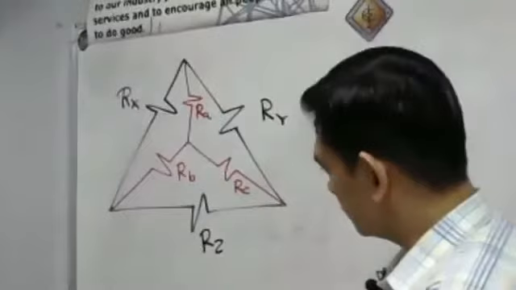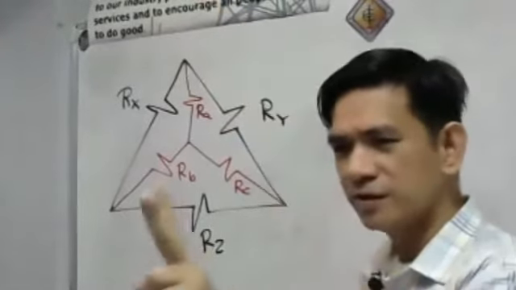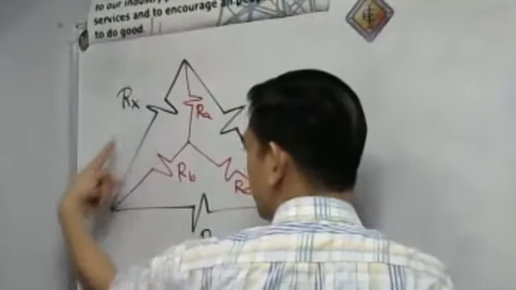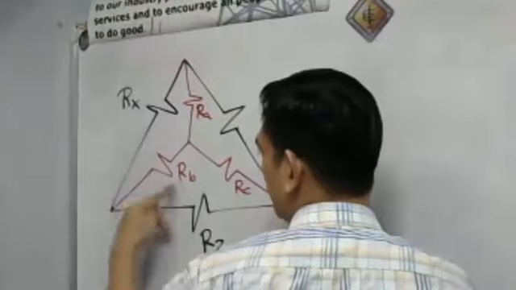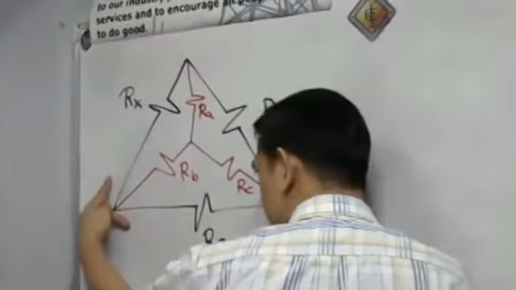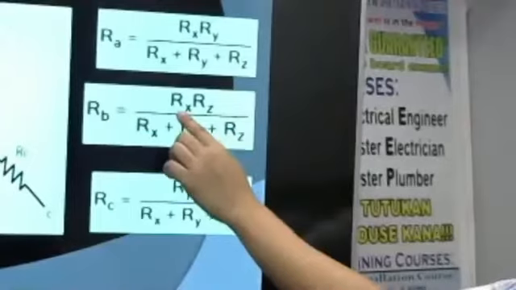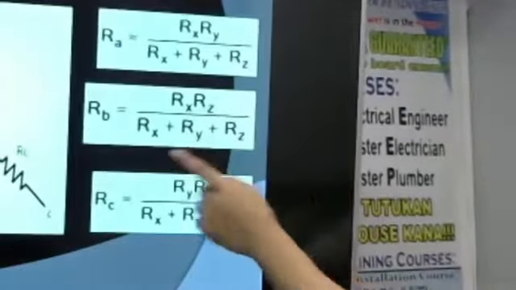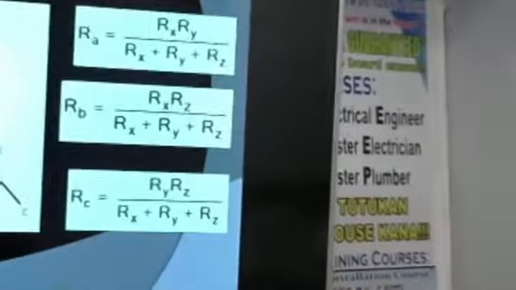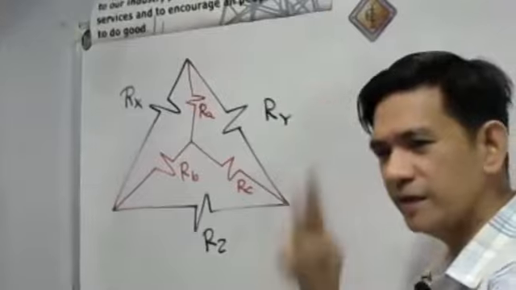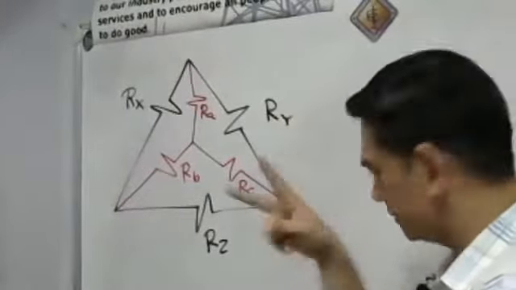So what about for Rb? For Rb, we are using our two fingers. So this is Rx and Rz. Rb is equal to Rx times Rz divided by Rx plus Ry plus Rz. So we have our Rb that's equal to Rx times Rz all over the sum. What about now for Rc? For our Rc, we have these two fingers. We have our two fingers here.